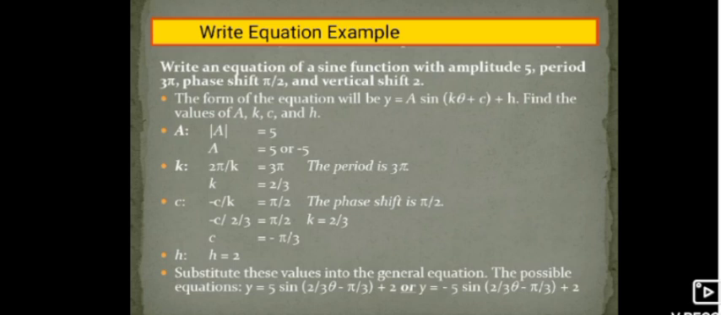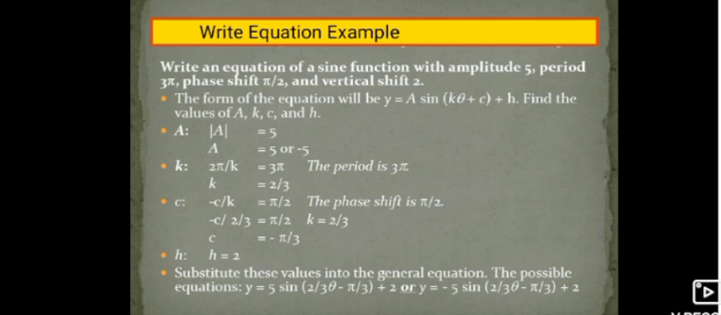Write an equation example. Write an equation of a sine function with amplitude 5, period 3 pi, phase shift pi over 2 and vertical shift 2. The form of the equation will be y equals a sine of k theta plus c, plus h. Find the values of a, k, c, and h.